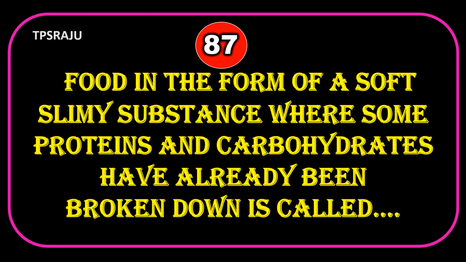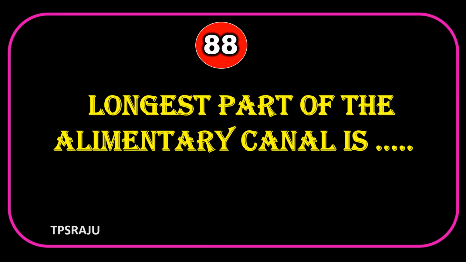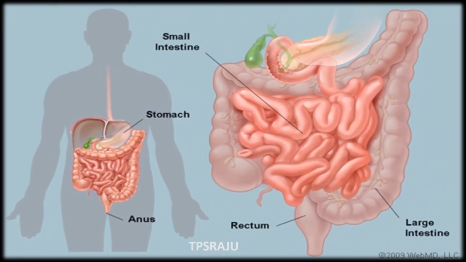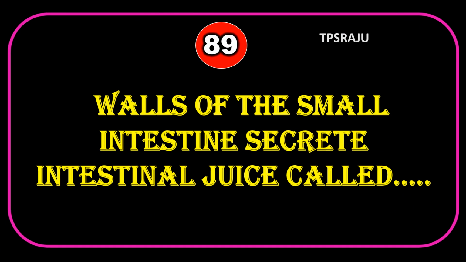Food in the form of a soft slimy substance where some proteins and carbohydrates have already been broken down is called chyme. Longest part of the alimentary canal is small intestine. Walls of the small intestine secrete intestinal juice called succus entericus.